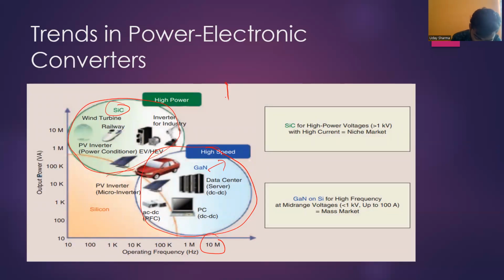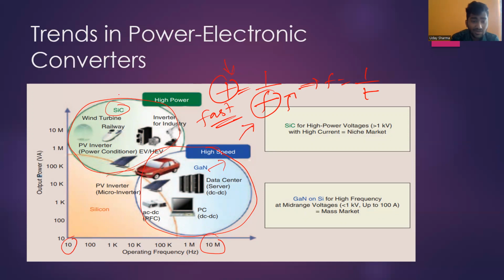As we know, time equals 1 by frequency, so frequency becomes 1 by time. If frequency increases, the switching time decreases, that is, it is fastest to switch. As frequency decreases, the switching time increases. So silicon carbide devices switch slowly but can withstand higher power. The gallium nitride devices have the fastest switching frequencies.